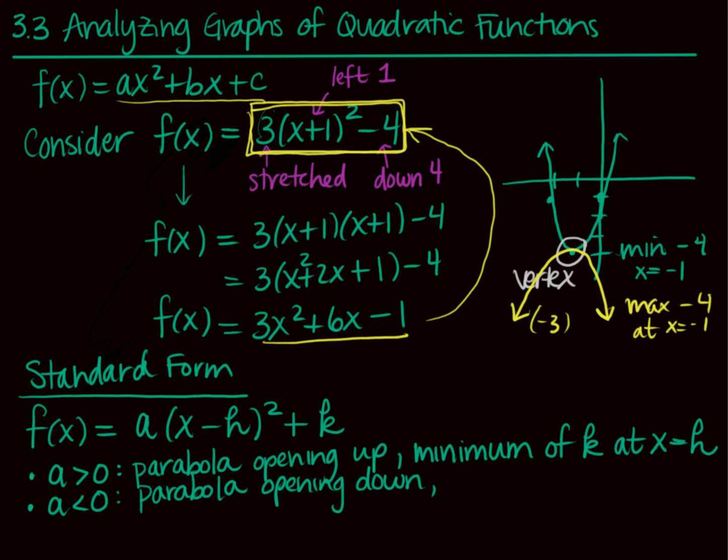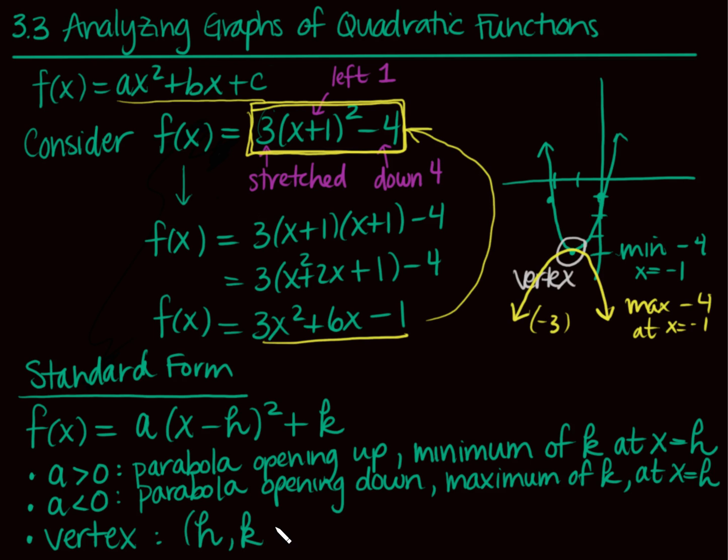So again, let's write that down. We have a parabola opening down, and if it's opening down, we have a maximum of k at x equals h. All right. Another thing: if you get it into standard form, then the vertex is h comma k. So that's what we're going to call the vertex. It's the point where the parabola changes from decreasing to increasing, or increasing to decreasing, either one. It's where my maximum and my minimum occur. It's the bottom of the bowl, or the top of the bowl if your bowl's upside down. That's what we're going to call our vertex.